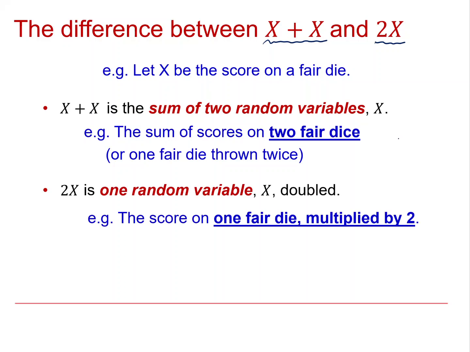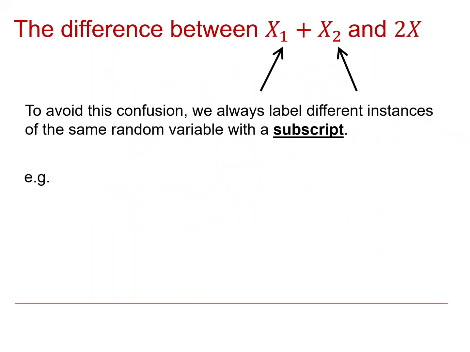So, for example, we could have that X plus X equals 3. That would be fine. But here, 2X equals 3. That's not going to work because we can't have X equal to 1.5. So to avoid this confusion, whenever we have different instances of the same random variable, we label them with a subscript. So this is one instance of the random variable X. This is a second instance of the random variable X. That stops us getting confused between the two.